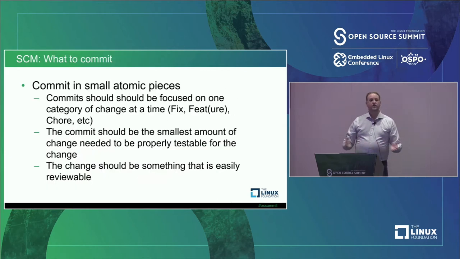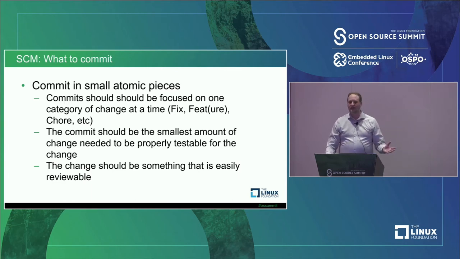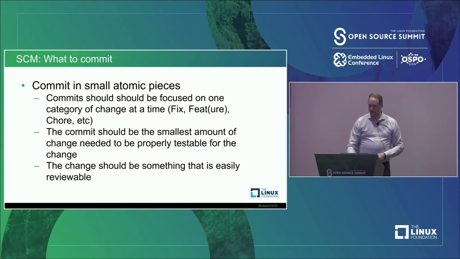So again, you want to commit in small atomic pieces. This is going to make it easier to focus on particular changes. You want to make it as testable as possible in that small piece, right? And it should be something that's easily reviewable. We don't like to see commit bombs. This is not useful to a community in general. It's not nice to the committers or maintainers, because they have to go through a lot of code and try to determine if that entire change is something that you can take in without breaking things, whereas if you do it in small pieces, then it's a lot easier to actually understand.